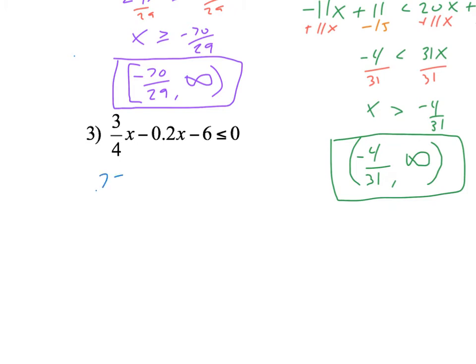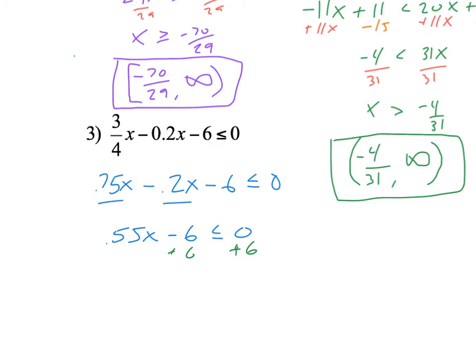So 0.75x minus 0.2x minus 6 less than or equal to 0. So like terms, 0.75 minus 0.2 would be 0.55x minus 6. Oh, pretty easy there. So I'm going to kick this 6 over. So it gives me 0.55x is less than or equal to 6. And then we'll go ahead and divide by 0.55.